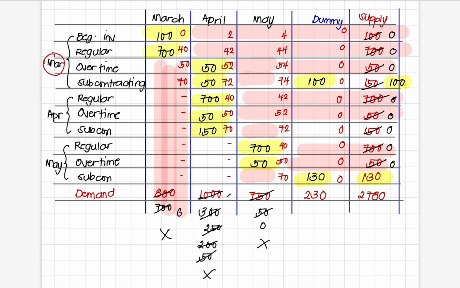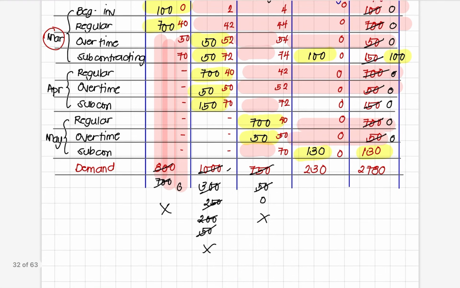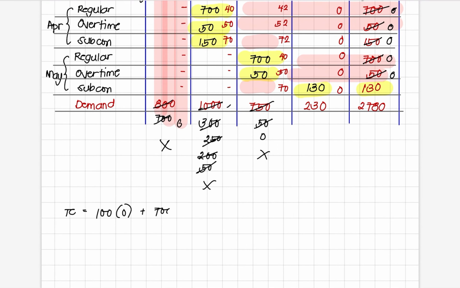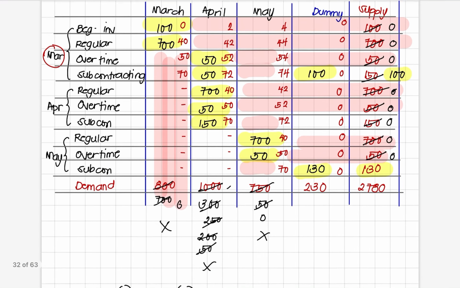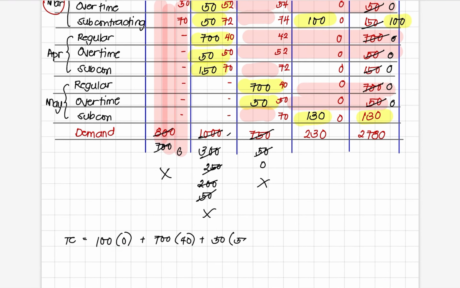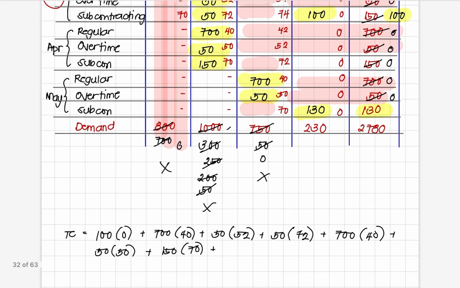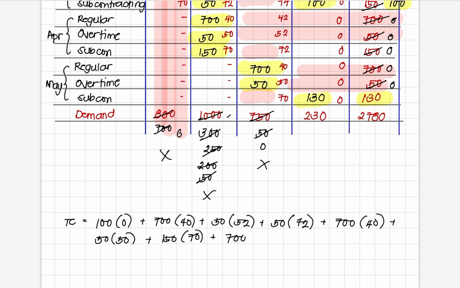Okay? So, sa pag-compute ng total cost, lahat lang ng highlighted in yellow will just get the product sum. So, yung total cost, 100 times 0 plus 700 times 40 plus yung aking 50 times 52 plus 50 times 72 plus 700 times 40 plus 50 times 50 plus 150 times 70 plus 700 times 40 plus 50 times 50.